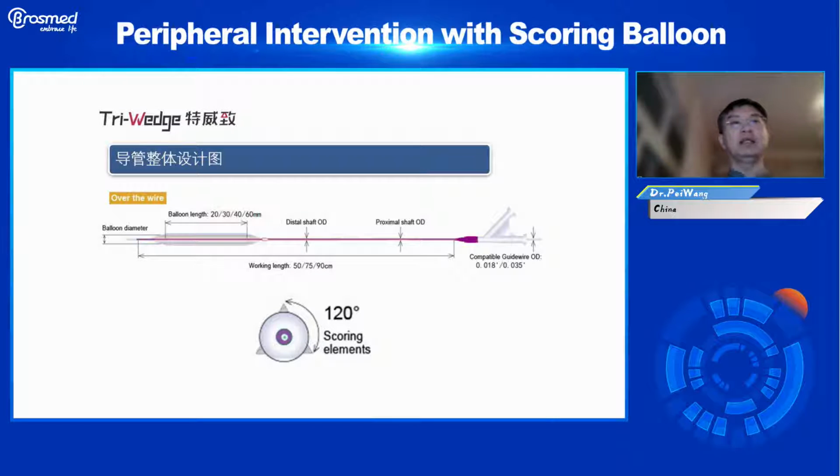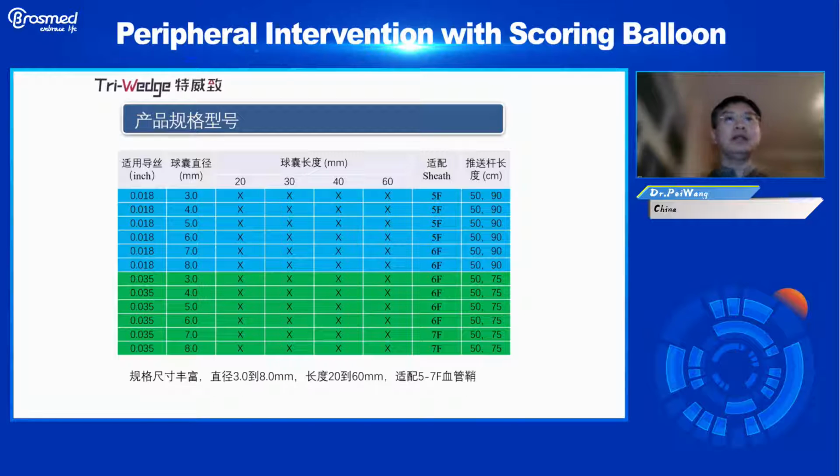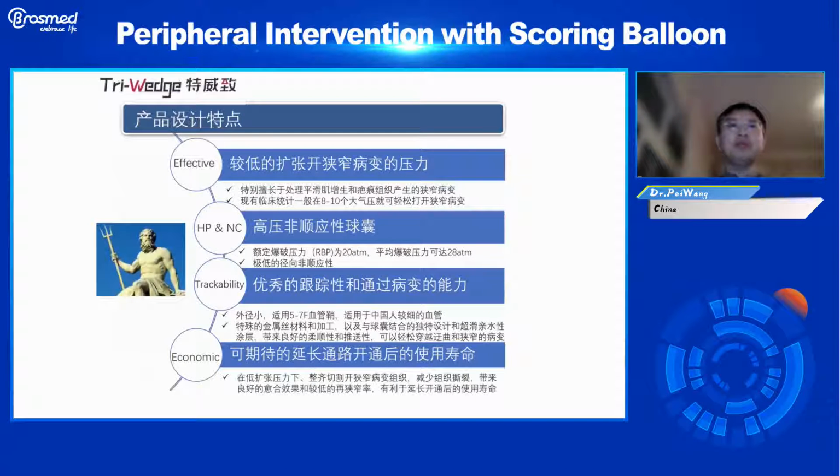The tri-wedge balloon is an over-the-wire design. The three metal wires are at the surface of the balloon. There are two systems, 0.018 and 0.035, and there are many options available from 3 to 8 millimeters. As for the product design, these are the characteristics. It uses lower pressure to dilate the stenosis than a high pressure non-compliant balloon. This is a guide wire rather than a razor blade, so the passing capability is better.